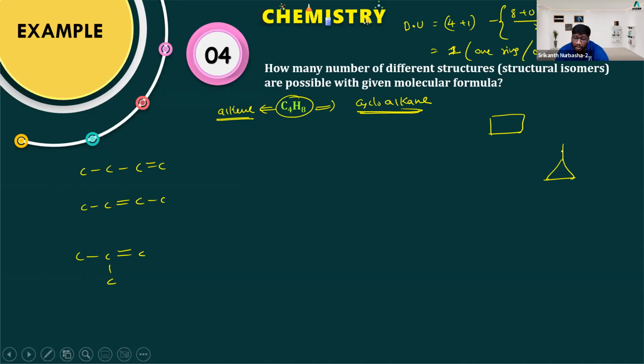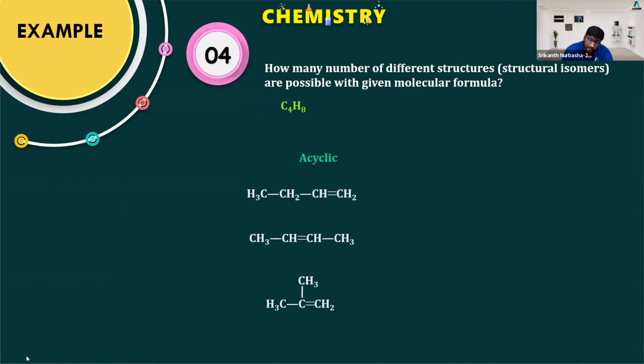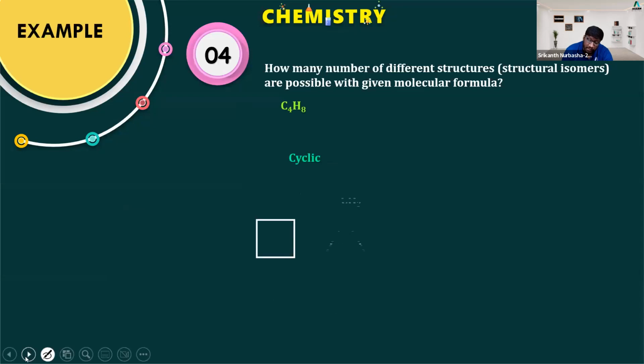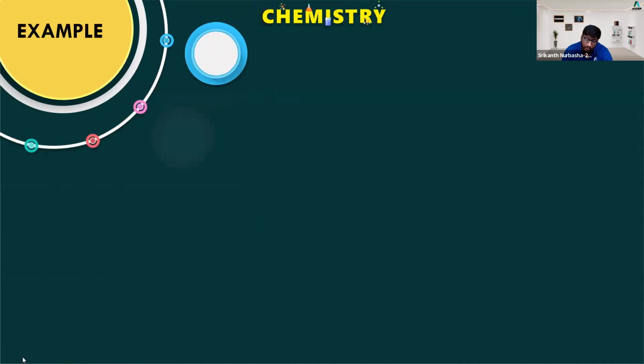So what is the total number of different structural isomers possible for C4H8? 1, 2, 3, 4, 5. And acyclic are how many? Acyclic are these 3. Cyclic are 2. So in total 5 structural isomers are possible.